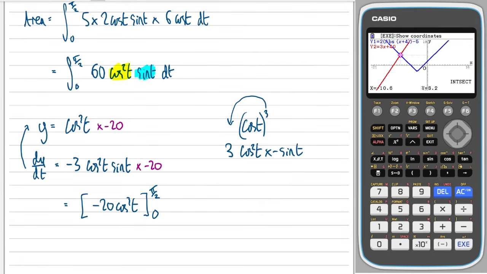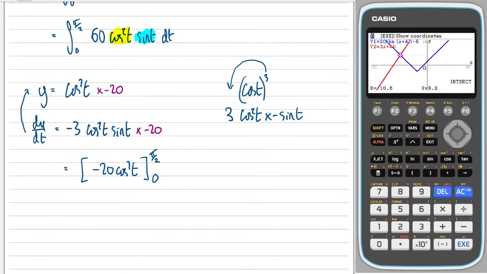Okay, and now we can just sub in our values. So pi over 2 is 90, and cos of 90 is 0. So we're going to get 0 in our first bracket. And then we're going to sub in 0, and cos of 0 is 1, cubed is 1, times by minus 20 is just minus 20. And this gives me an overall answer of 20.